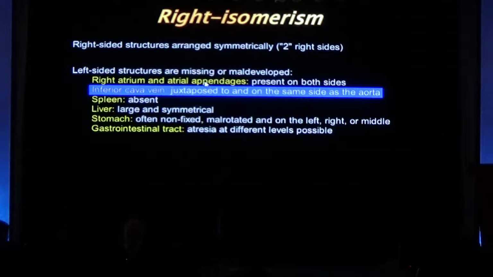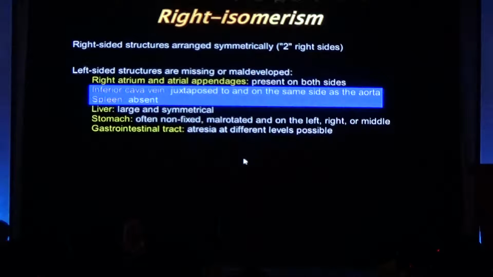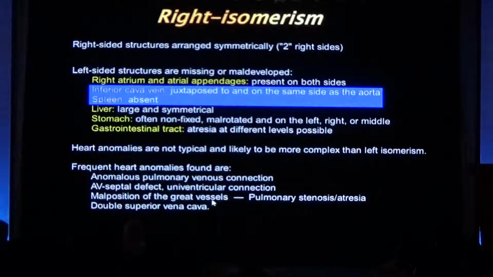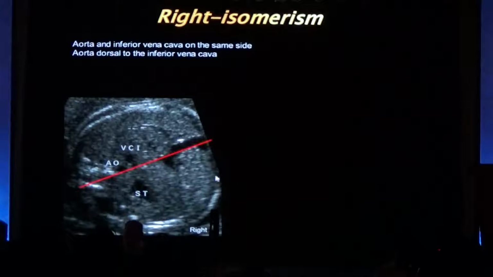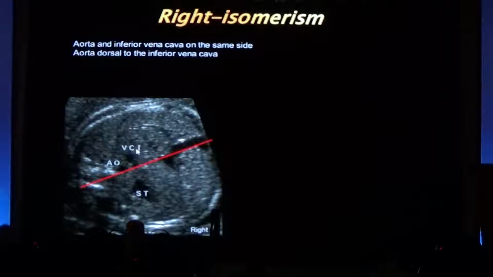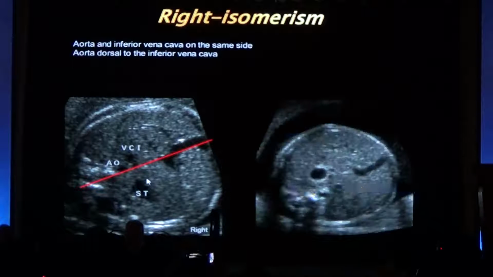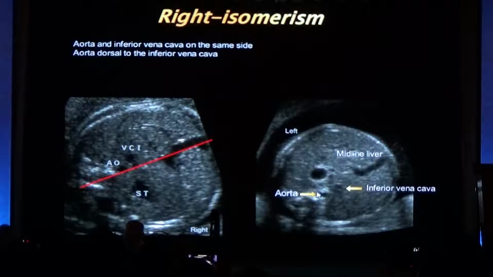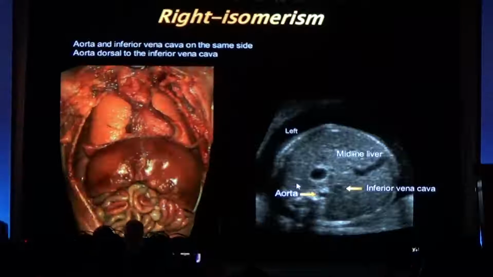Well, what also goes on the left side? Pulmonary veins. If you don't see the pulmonary vein returning to the left atrium, suspect the baby has right isomerism, and the spleen can be absent. So here you see the midline section. We have the aorta and inferior cava in front of the aorta. Only right isomerism can give you that. Here again, the aorta, inferior cava in front of the aorta and on the same side. Only right isomerism.